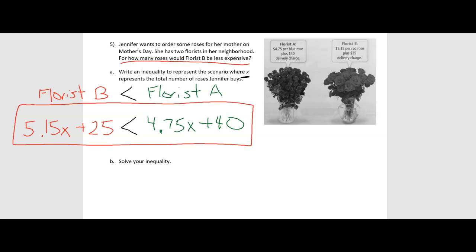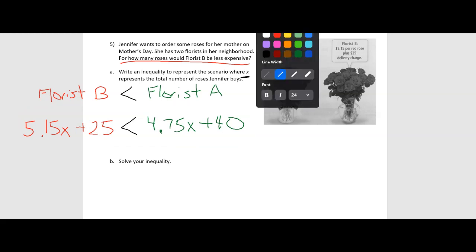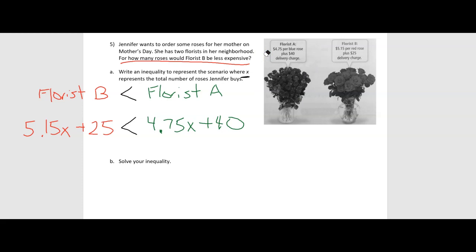And now they're just asking us to solve our inequality. So I'm just going to start from where we're at. I'm actually going to get rid of this box and then go ahead and solve. I'm going to subtract 4.75 from both sides, 4.75x to be exact.